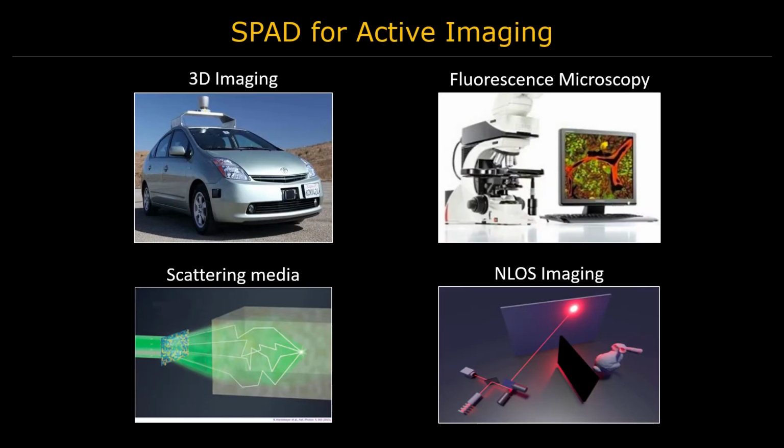Single-photon avalanche diodes, or SPADs, are an emerging sensor technology capable of detecting individual photons and recording their arrival times with high timing precision. Due to these abilities, SPADs are now used for a wide range of active transient imaging applications, including LiDAR, fluorescence microscopy, imaging scattering media, and non-line-of-sight imaging.